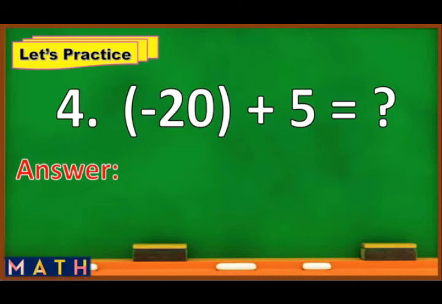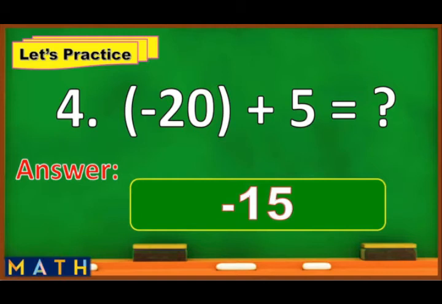For item number 4, negative 20 plus positive 5. What do you think is the answer? Correct, it's negative 15. Remember that rule number 2 states that when adding integers with unlike signs, you're going to subtract the lesser number from the greater number and use the sign of the integer with the greater value in the sum. That is why the answer is negative 15.